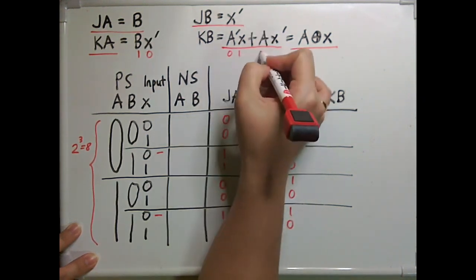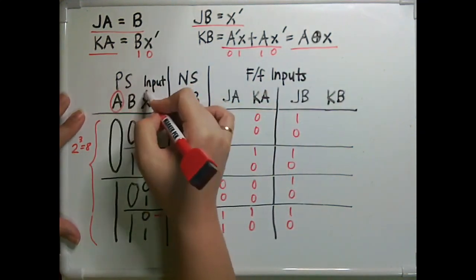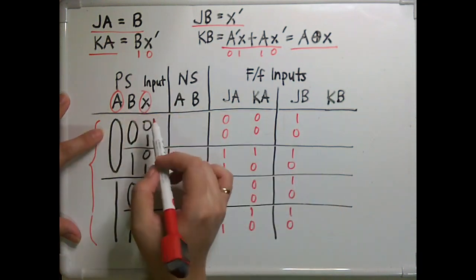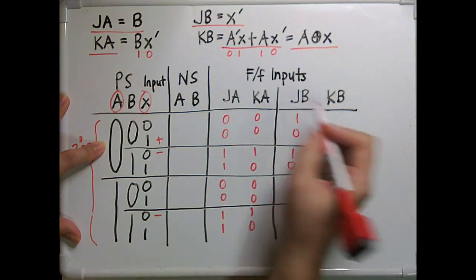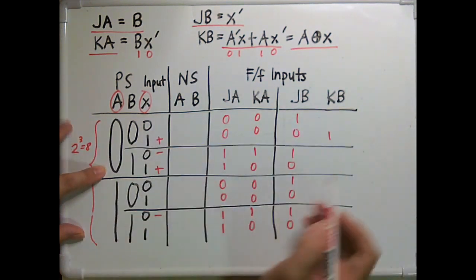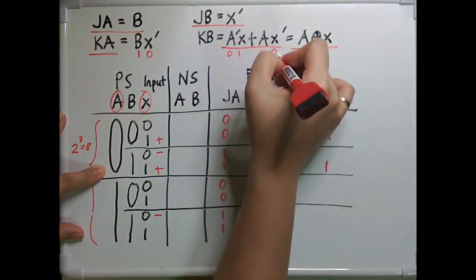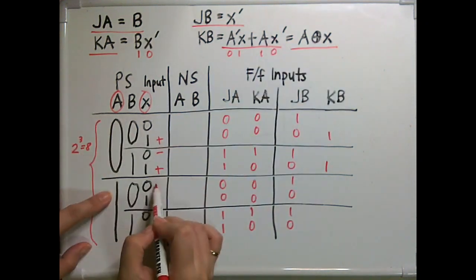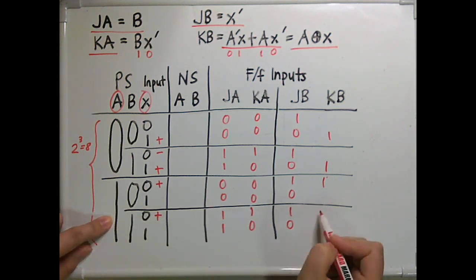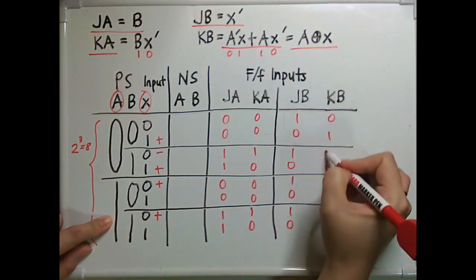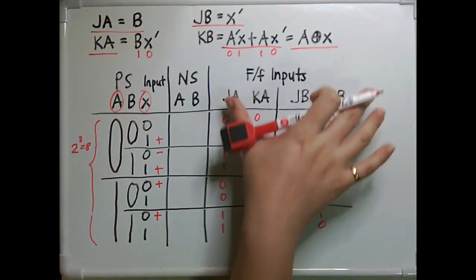This is 0, 1 and this is 1, 0 for A and X. So we have A here and X here. A and X must be 0, 1, so we have 0, 1 here. And the next one is 1, 0 for A and X still, so 1, 0, 1, 0. And the rest would be zeros. So this completes our flip-flop inputs column.